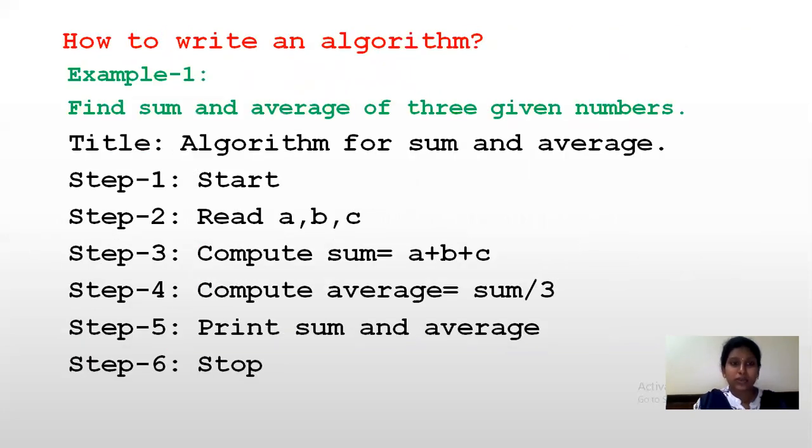Let's see how to write an algorithm for the sum and average of 3 numbers. Algorithm for sum and average should be your title. Step 1 should be what? Start. Then step 2, read A, B, C values. Then step 3, compute sum equals. If you have 3 numbers, you need to calculate the sum of those 3 numbers, and those 3 numbers should be stored in 3 variables. Sum will be calculated by adding those 3 variables. Then compute average, that is nothing but sum by 3. After calculating the average, you need to print sum and average, and then stop.